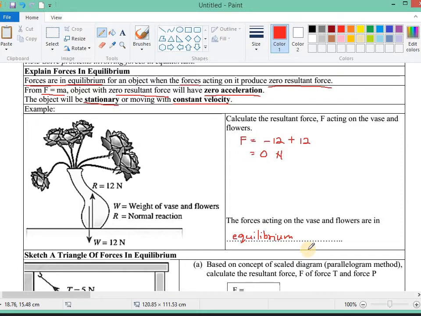Okay, so what is the effect when the forces are in equilibrium on the flower and the vase? You see that the flower and the vase on the table are stationary. Okay, so that is the effect of forces in equilibrium on an object. Alright? Okay, continue.